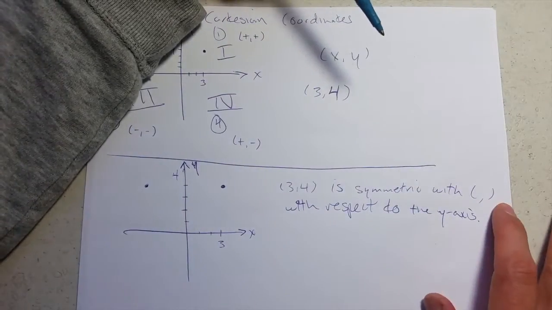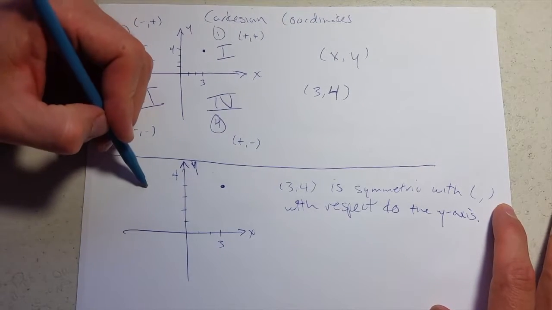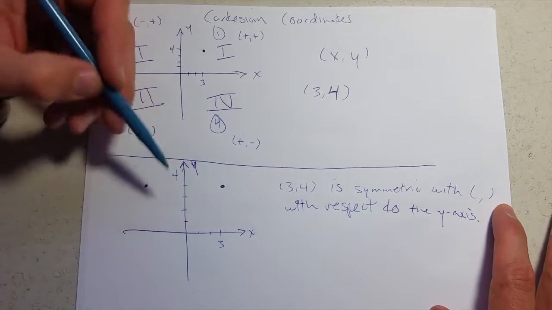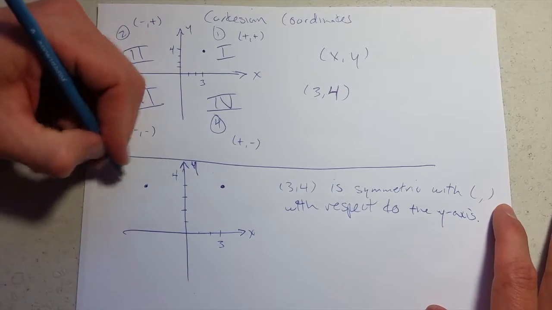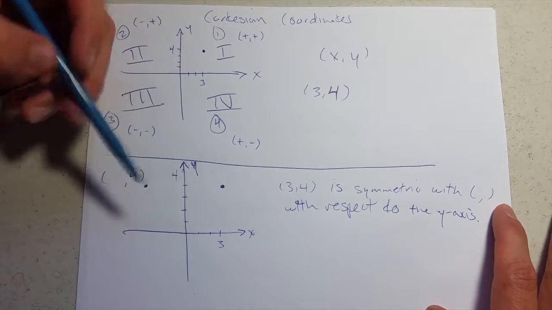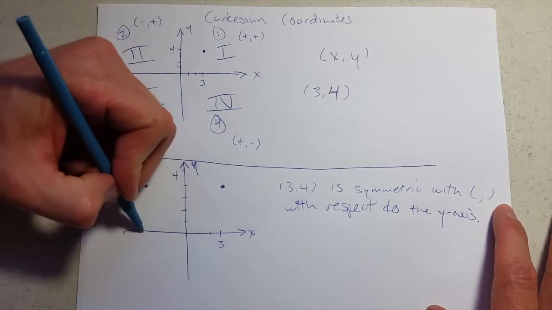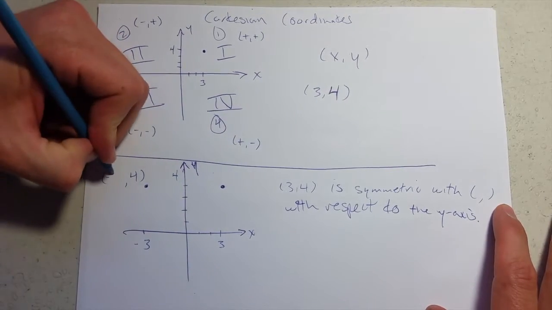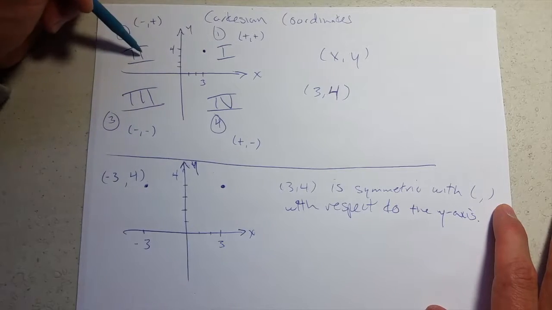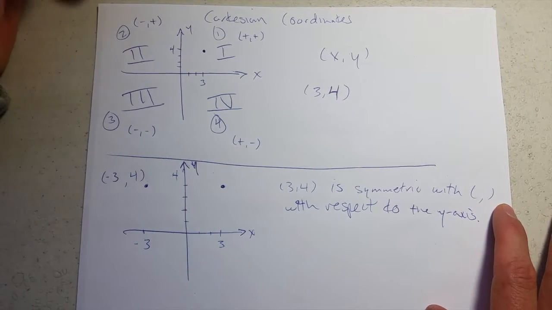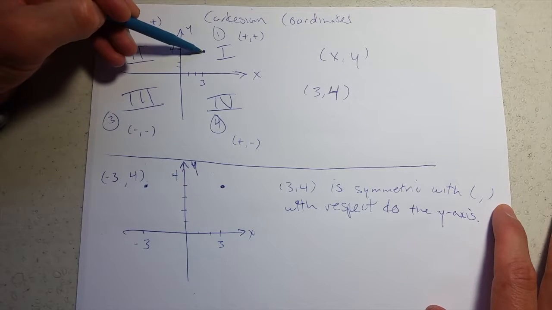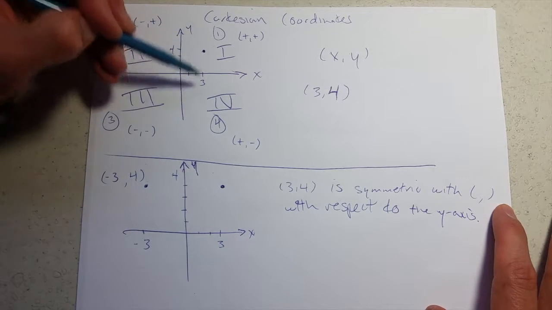So symmetric with which point with respect to the y-axis? We drew it here. All we have to do, what's the difference between these 2 points? They both have 4 as their y-coordinate. So we can fill that in. Now the x-coordinate, instead of positive 3, negative 3. So we went from quadrant 1 to 2, and all that happened was our x-coordinate became negative. So there's symmetry.